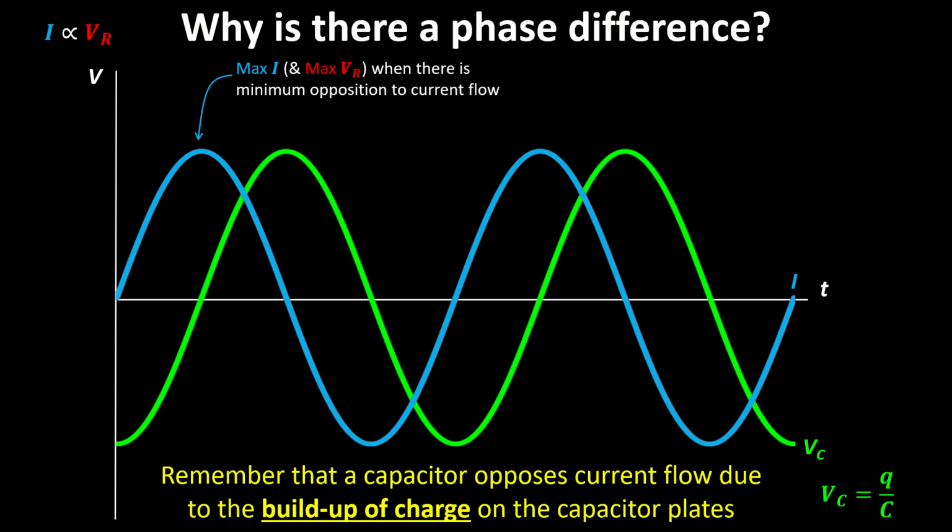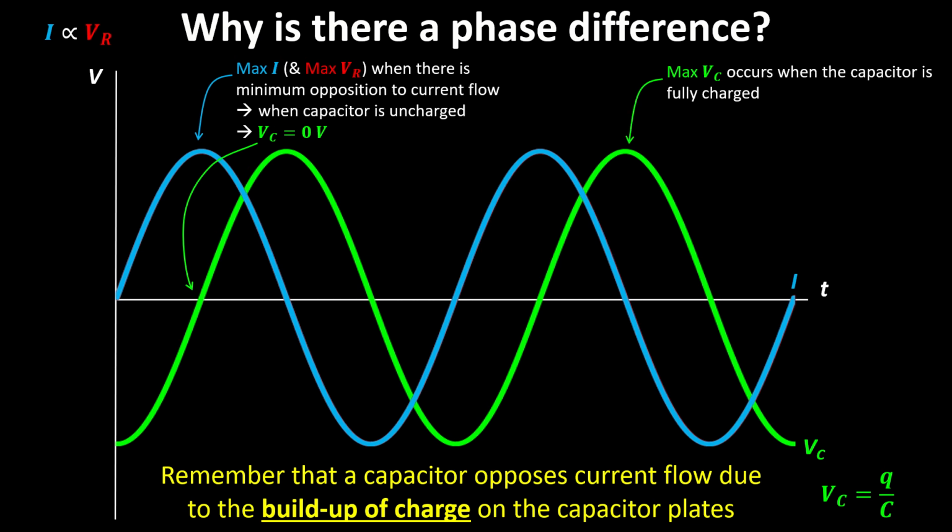So when there's maximum current and there's minimum opposition, that will be when the capacitor is uncharged. There's no charge, and when there's no charge the capacitor voltage is zero. That's why we get a peak in the current when the capacitor voltage is zero. If we think about the other end of the scale, that peak in the capacitor voltage occurs when the capacitor's got the maximum amount of charge, when it's fully charged. When it's fully charged, there's going to be maximum opposition to current flow, which is when we'll get our minimum current. We'll get zero current at that point, and our resistor voltage will also be zero.